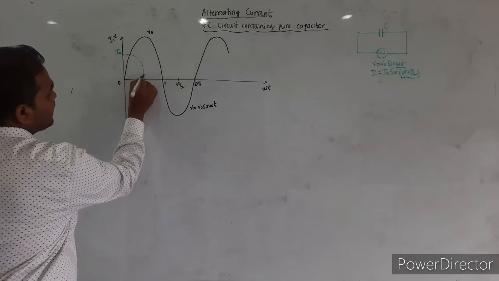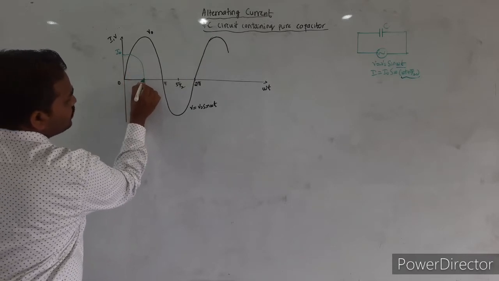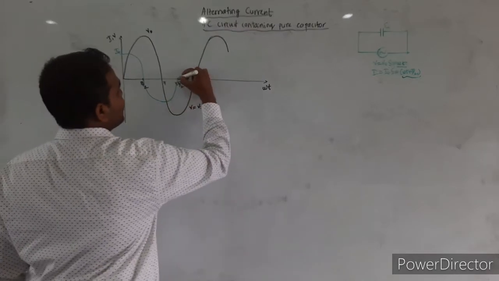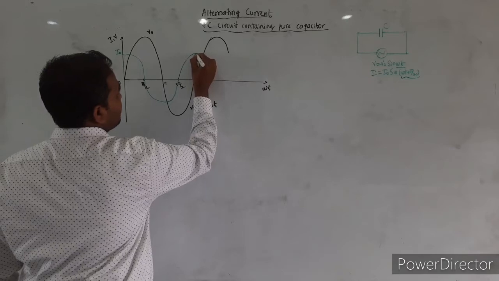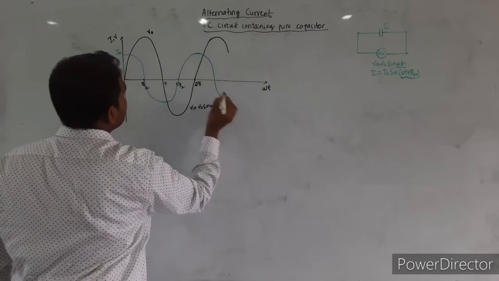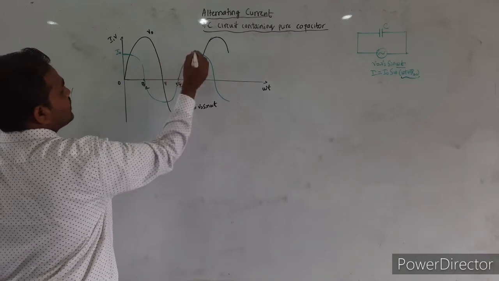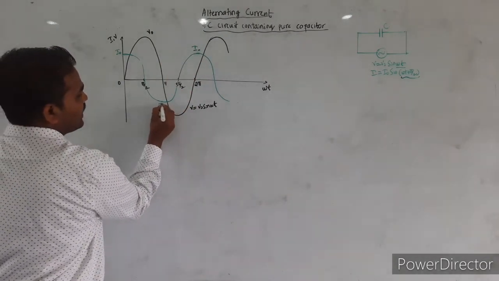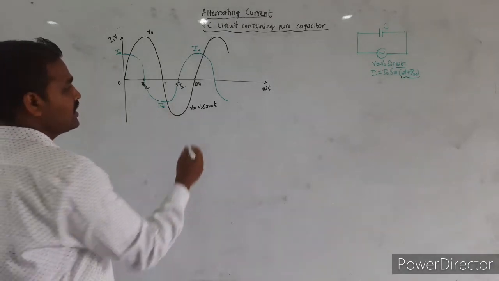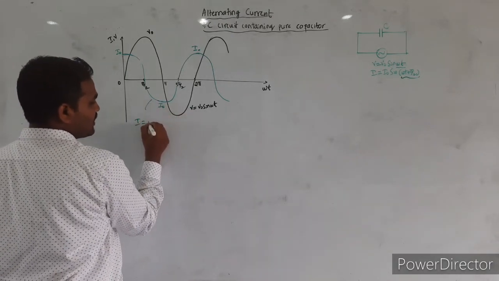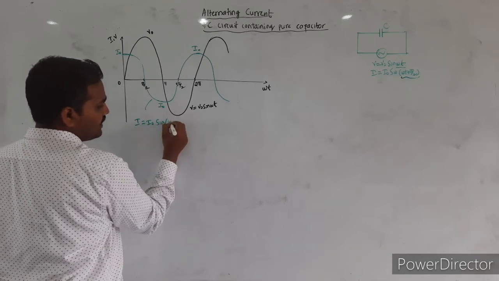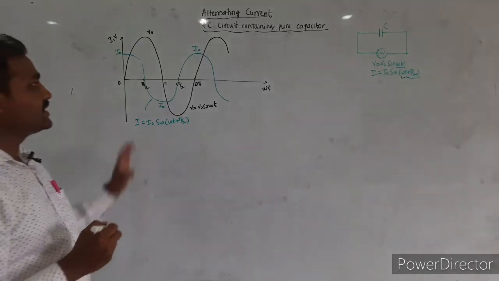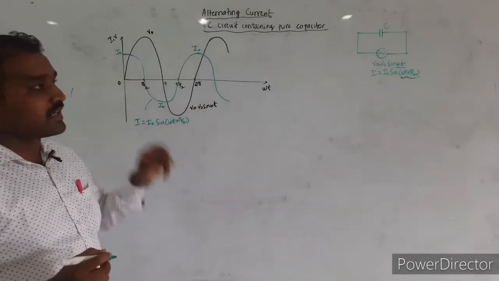So the curve starts from here. Next, the curve passes through the x-axis. This is how the current curve varies with respect to time. This is the maximum value of current in the positive direction, and this is the maximum value of current in the negative direction. So this curve represents I equal to I naught sin of omega t plus pi by 2 radians. This is the graphical representation of the voltage and current curves.